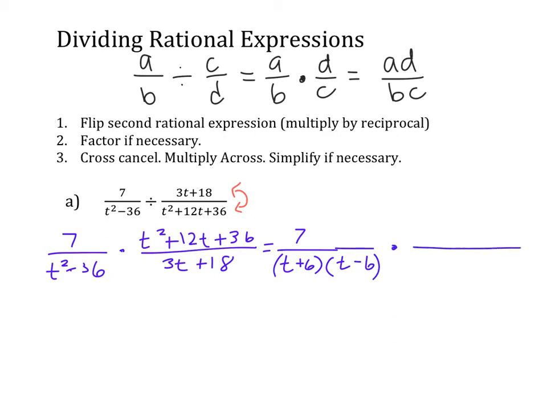Multiplying this by, again for this one, I'm going to multiply the one that's on the bottom first, the easier one. 3t plus 18. I know I can factor 3 out of that. We have t plus 6. This top one factors as 36, and that will give me a sum of 12, t plus 6 and t plus 6.